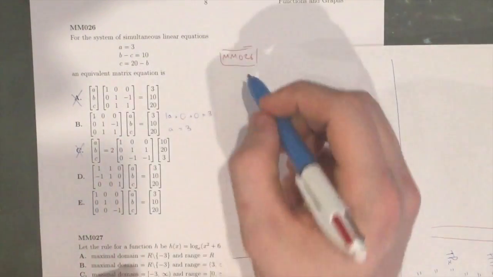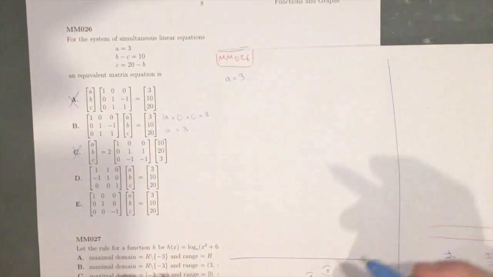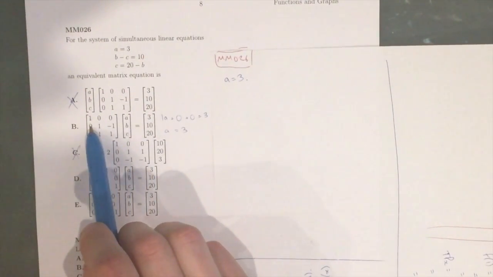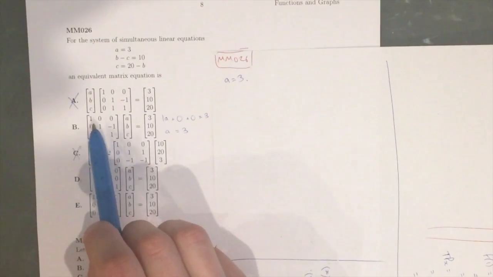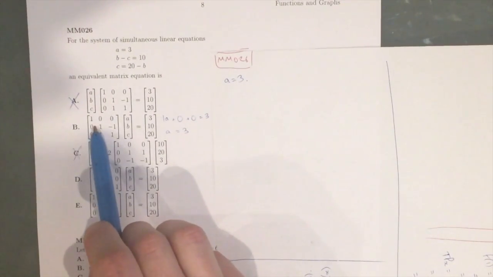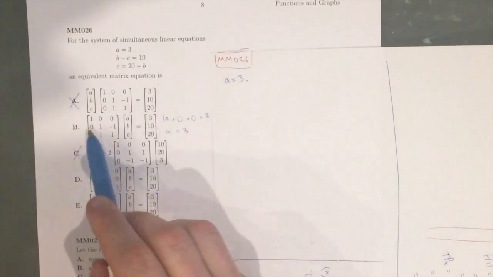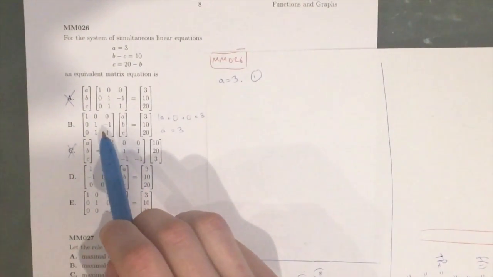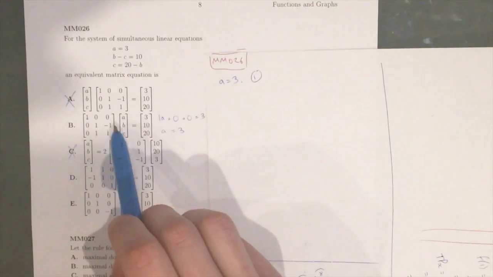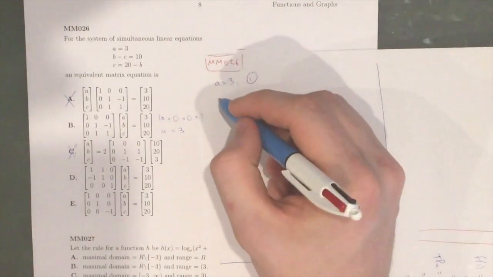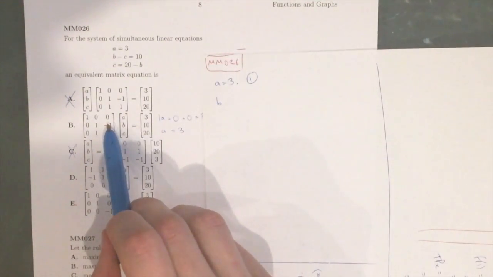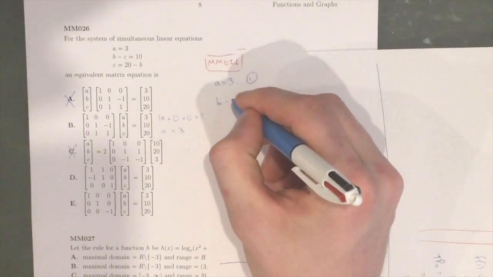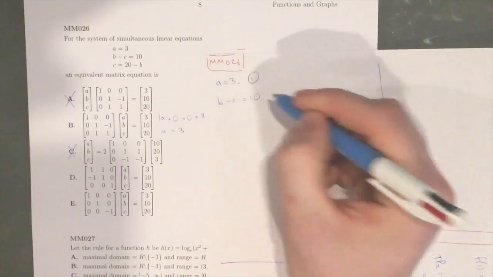Okay, I'm just going to write it up here for you. So we know that A equals 3. Secondly, we take this 0, multiply it by A. So we go down a row, multiply this first number by this first number and get 0 times A, which is 0. We then get 1 times B, which is B, negative 1 times C, which is negative C. And we know that that equals 10.